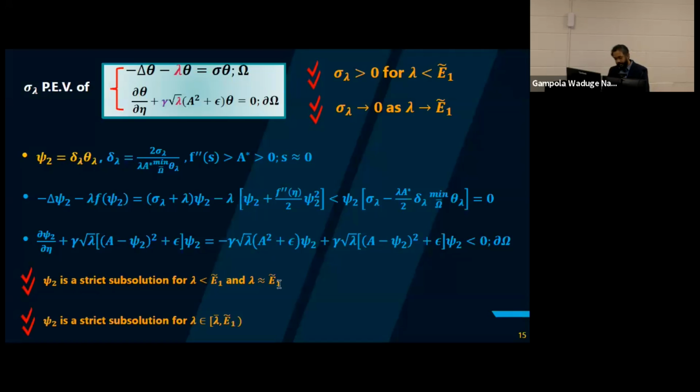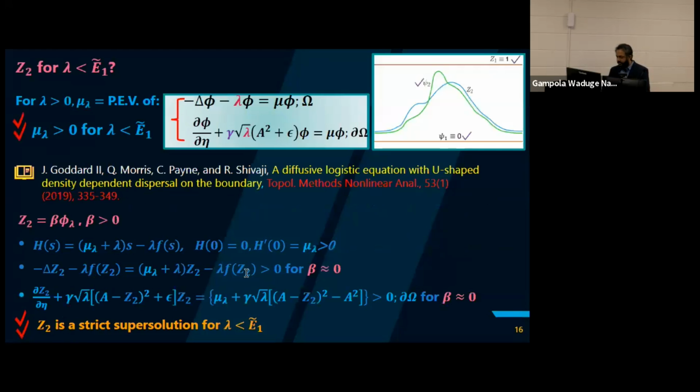What that means is that psi2 is a strict subsolution for lambda between lambda bar and E1 tilde for some lambda bar greater than 0. Okay, so I have my strict subsolution.